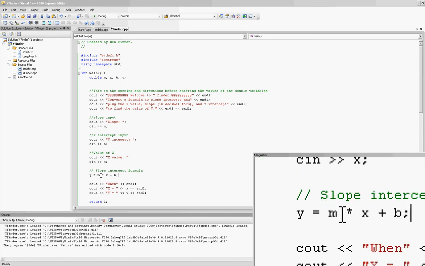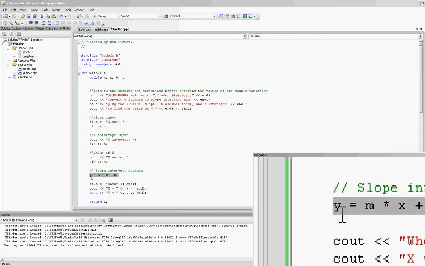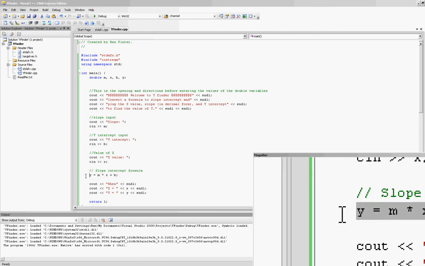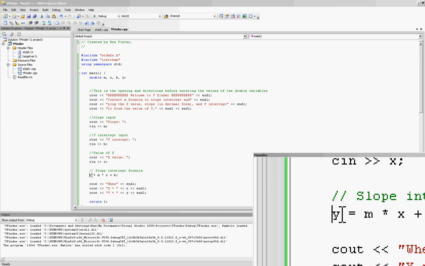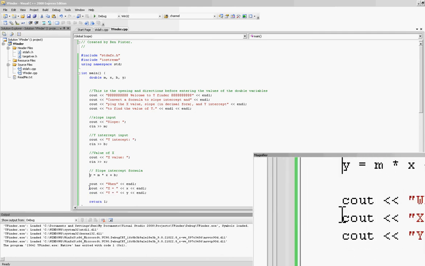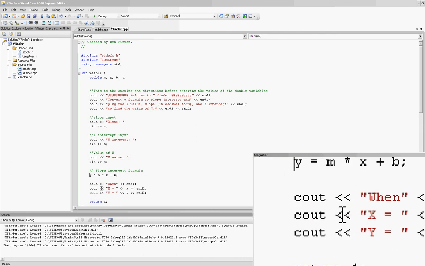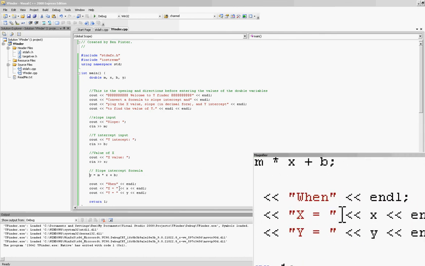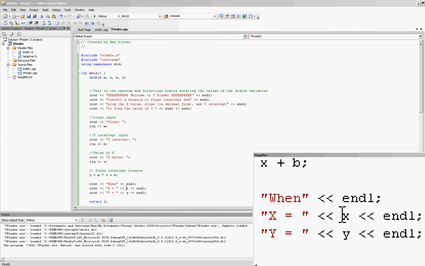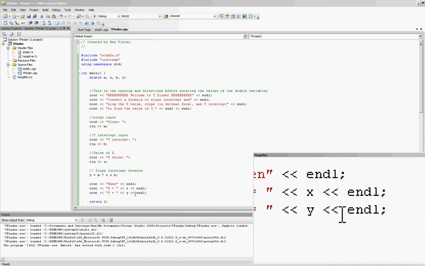Y equals m times x plus b. It seems like a very literal line, but it knows what you're talking about, because you have to set the value of y, or else you'll run into errors because y isn't assigned anything. Then have the cout lines for when, and end the line, and then have your cout x equals, set the x value and end your line, and then y equals, set the y value and end your line.